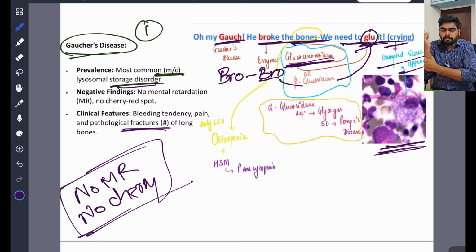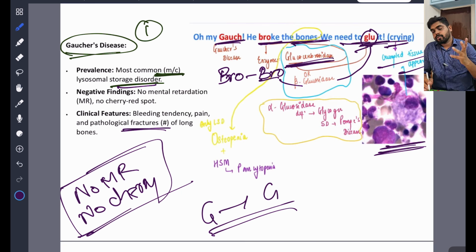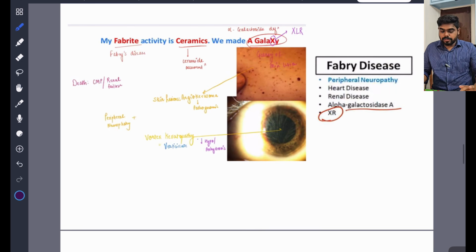So oh my gosh, he broke the bone. We need to glue it. She's crying, and we are giving tissue paper to wipe it. Clear? And broken, glue it. Glucocerebrosidase. G4G. Clear? Most common.